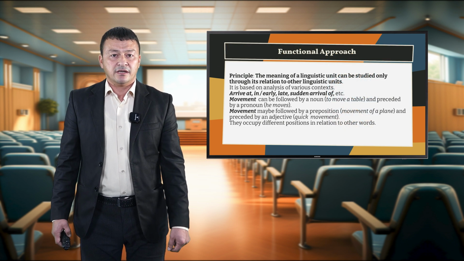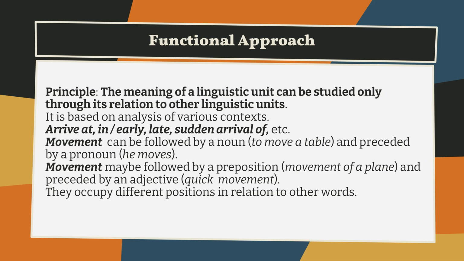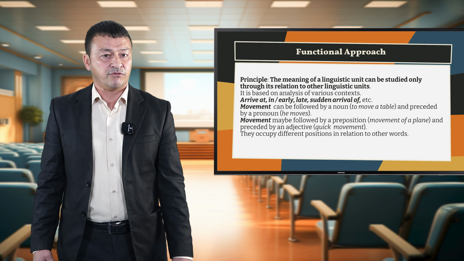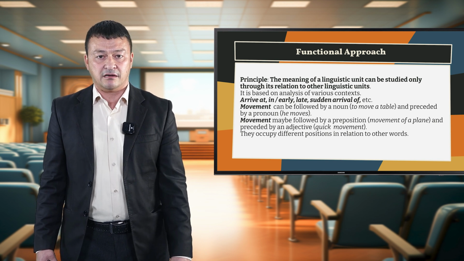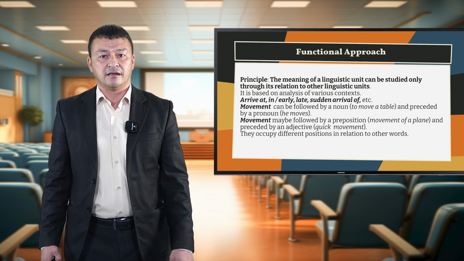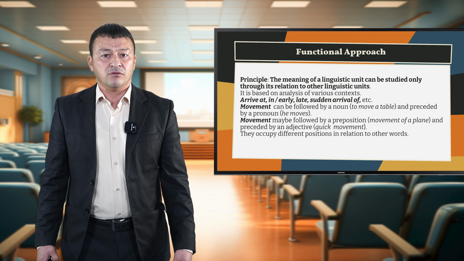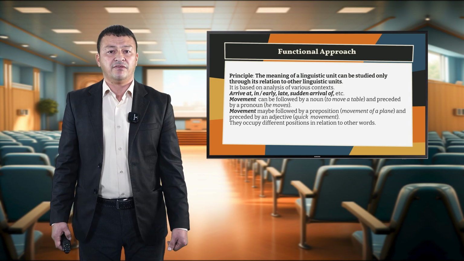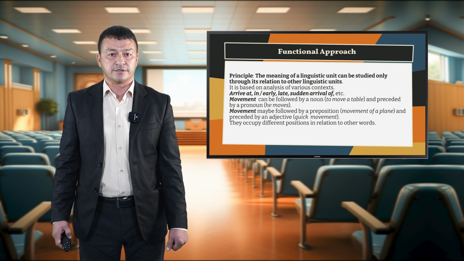So the next approach is the functional approach to meaning. The meaning of a linguistic unit can be studied only through its relation to other linguistic units. It's based on analysis of various texts. For example, arrive can be followed by at, or by in, or by early, late, and the sudden arrival. Movement can be followed by a noun, to move a table, and preceded by a pronoun: he moves, she moves. Movement may be followed by a preposition, movement of a plane, and preceded by an adjective: quick movement, slow movement. They occupy different positions in relation to other words.